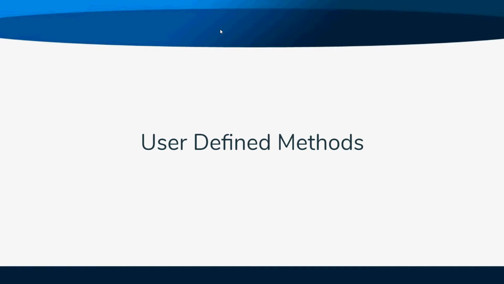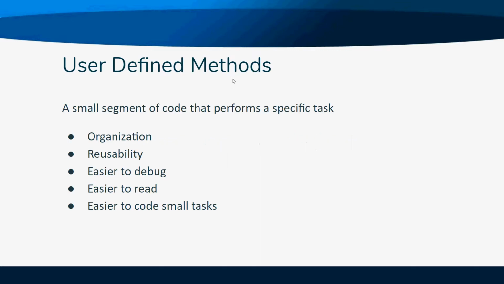Okay, this is our CS 1400 class and we're going to go over user-defined methods. What we want to do is break our problem into smaller pieces. Rather than solve the entire problem, it's easier to code tiny little pieces of code, and that's what a method is. A method is a small segment of code that performs just a specific task.